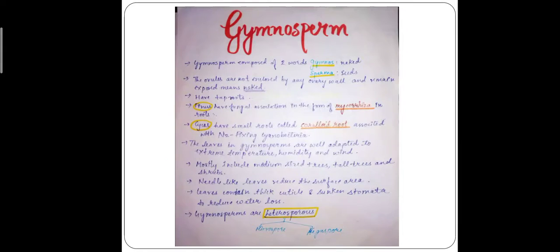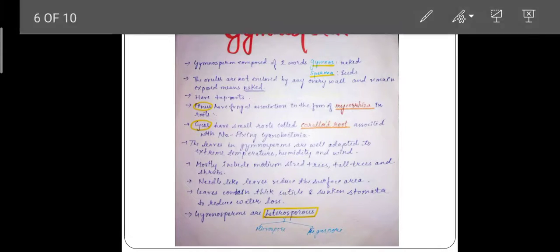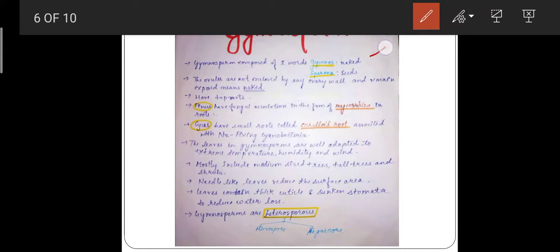Now let's move on to the next topic, gymnosperm. As the name suggests, gymno means naked and sperm means seed. Collectively it is known as naked seed, a plant that has naked, open seeds, which are not enclosed by any type of ovary or any type of covering.